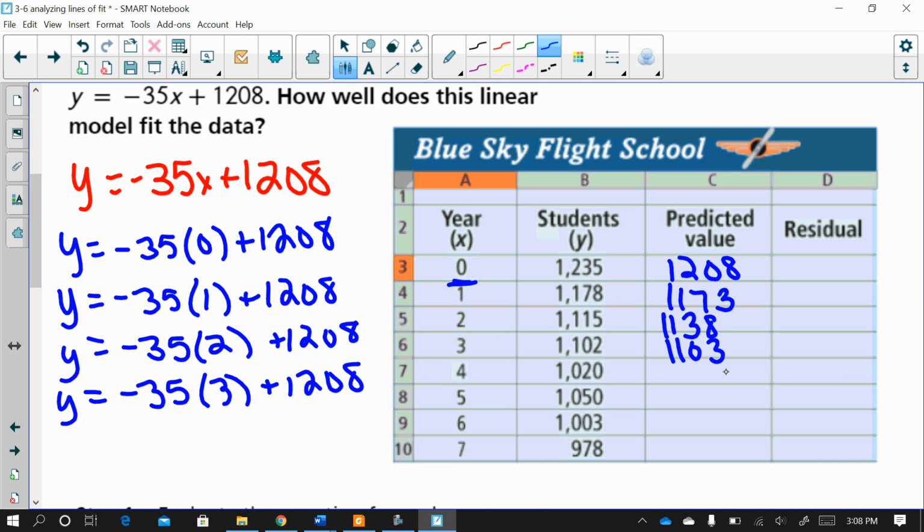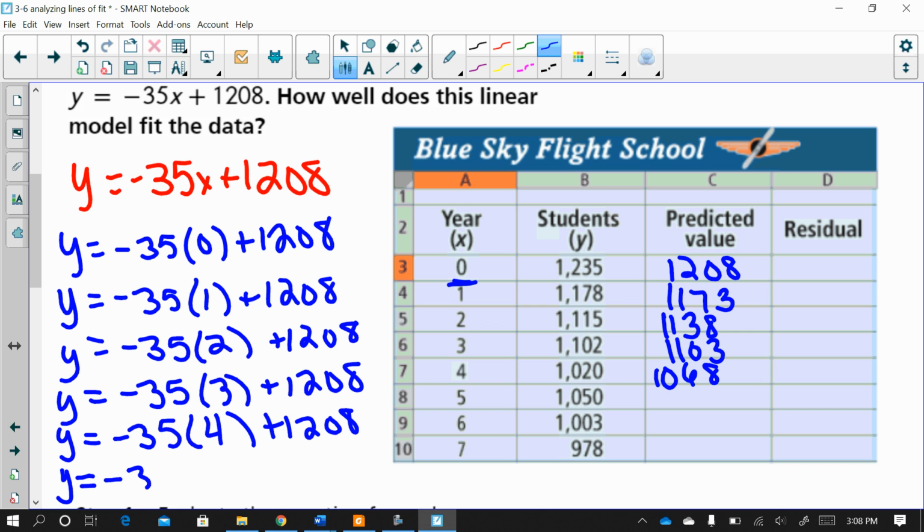Plug in 4. See how, well, this is very tedious, but it's not hard. Negative 35 times 4 plus 1208. We get 1068. All right, plug in 5. We get 1033. Plug in 6. 998. Plug in 7. 963. Okay, the tedious part's over.